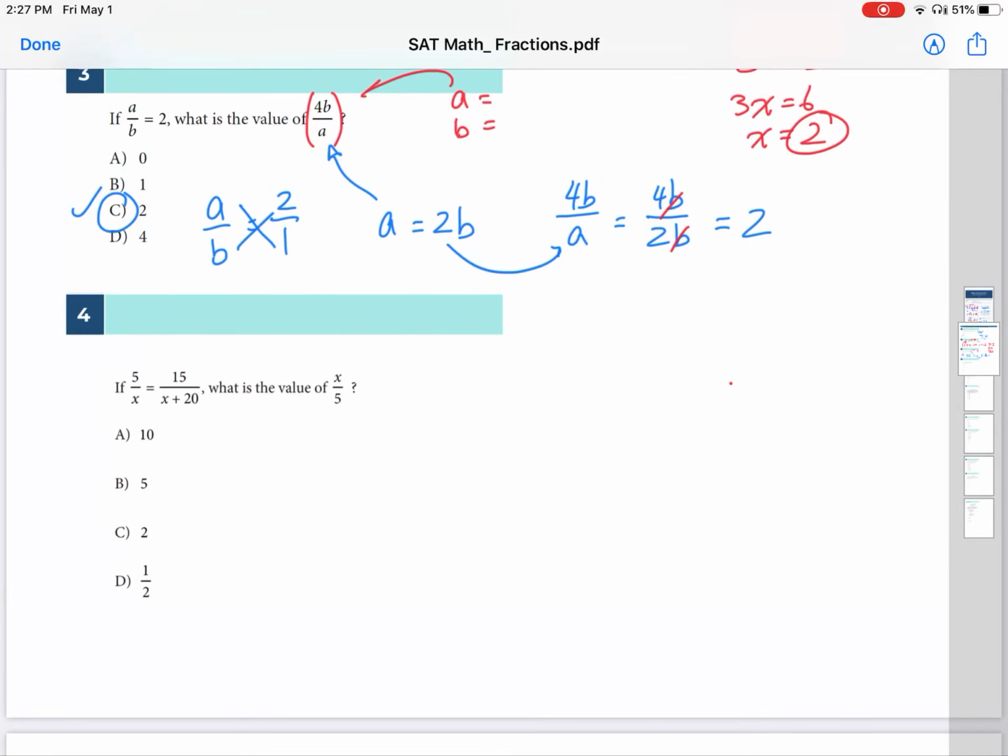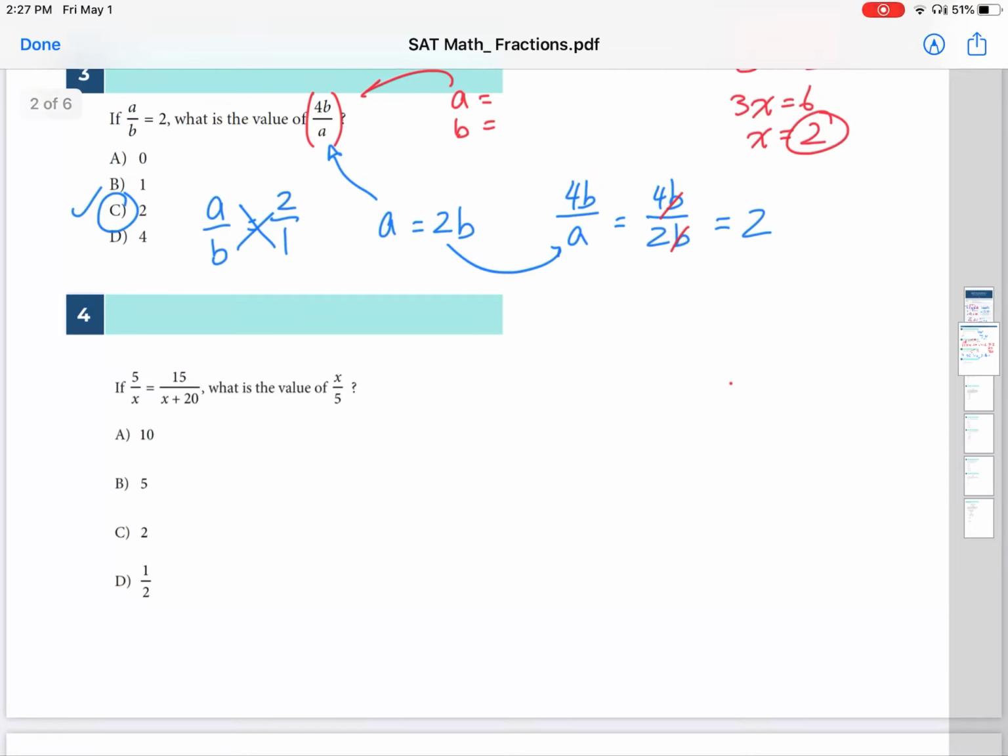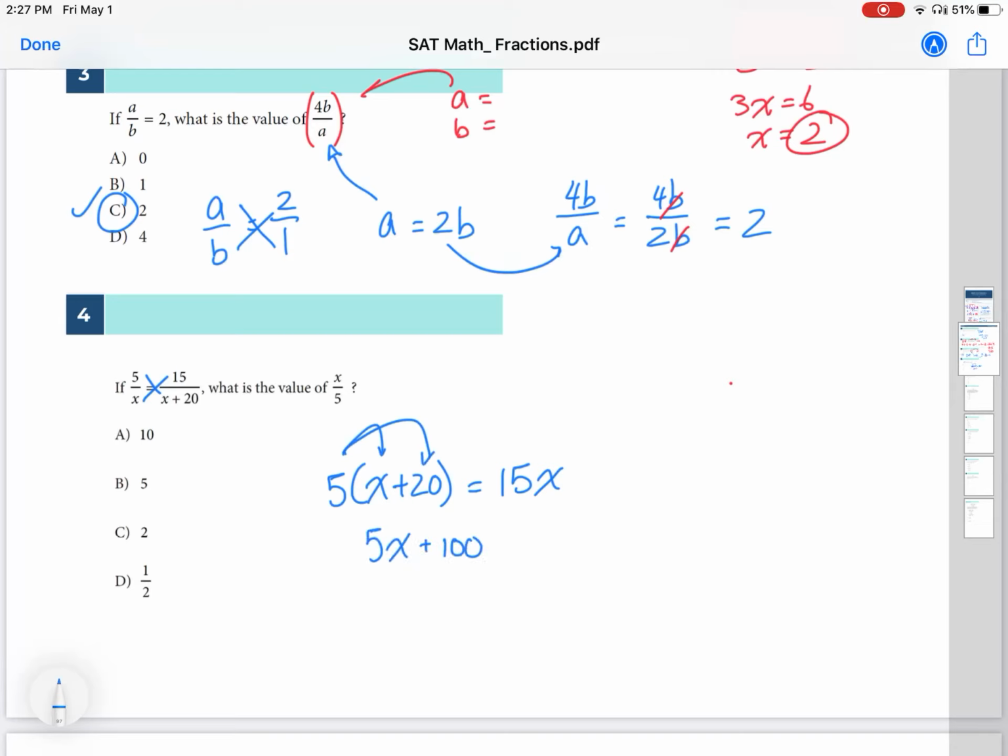Next problem here, kind of a similar idea. We have two fractions that are equal to each other, so I'm just going to start by setting this up and cross multiplying. I'll have 5 times (x plus 20) equals 15x. I'll distribute into this, so I get 5x plus 100 equals 15x. Subtract 5x from both sides, so that I get 100 equals 10x. Divide both sides by 10. 100 divided by 10 is simply 10.